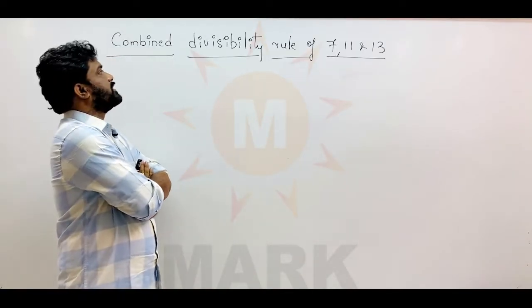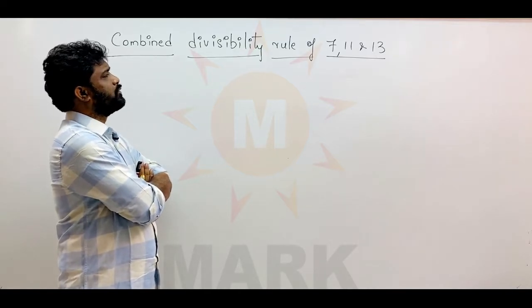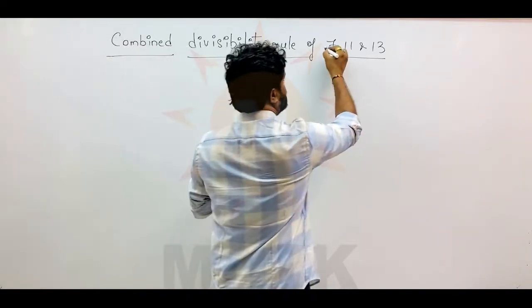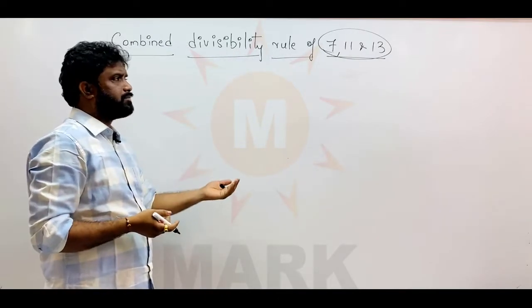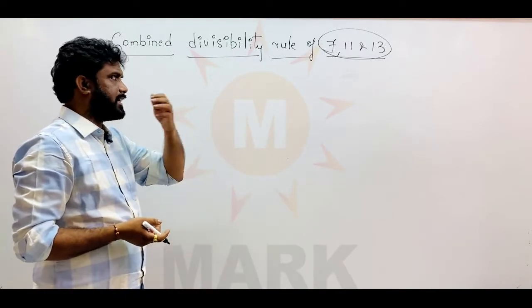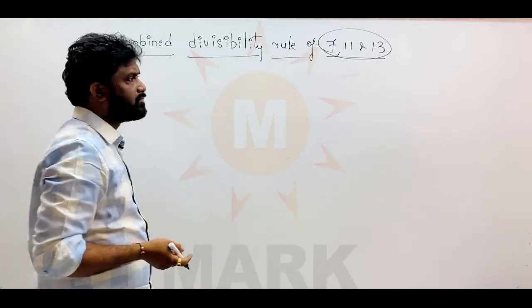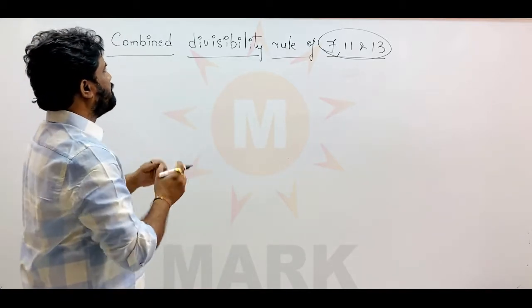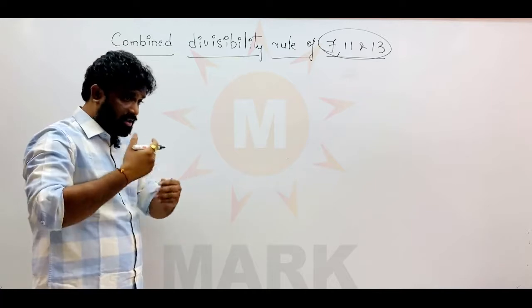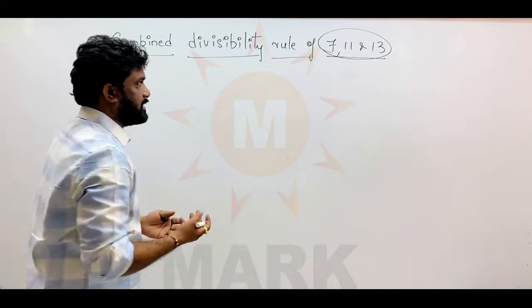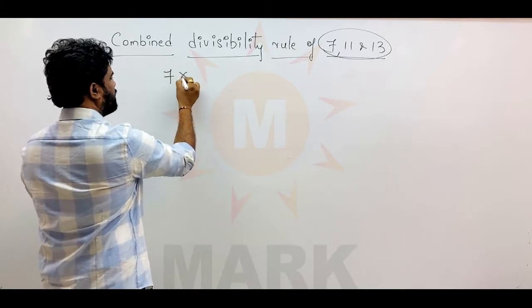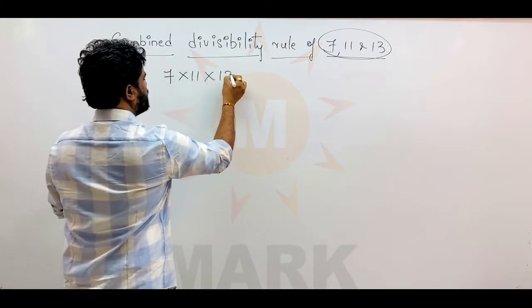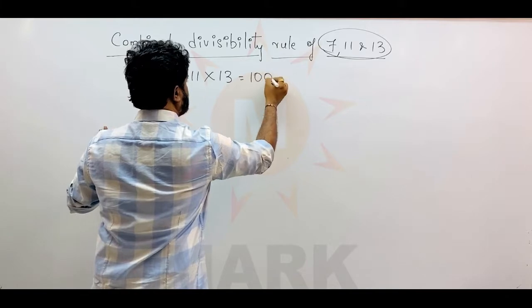Now friends, here we can see the combined divisibility rule of 7, 11 and 13. They are prime numbers. 7 is a prime number, the very next prime number is 11 and the very next prime number is 13. So they are consecutive prime numbers. What is the speciality of this combined divisibility rule of 7, 11 and 13? Some questions also come in the competitive exams. First of all, I'll write the product of these three numbers: 7 into 11 into 13 is equal to 1001.